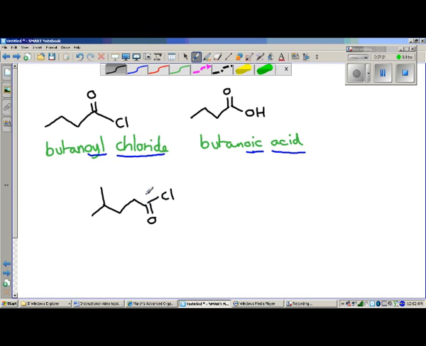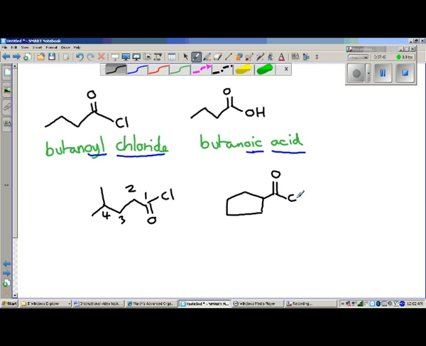But there's a methyl group on carbon 4, so this would then become 4-methyl pentanoyl chloride. Right. What about if we had a cyclic one? What if we had this? Let's have a 5-membered ring with this coming off here.